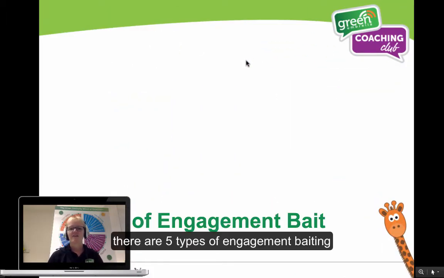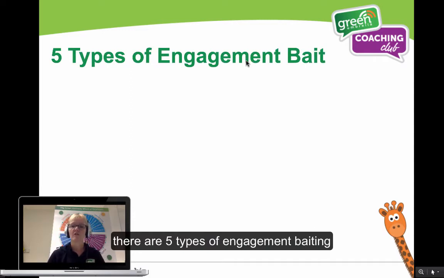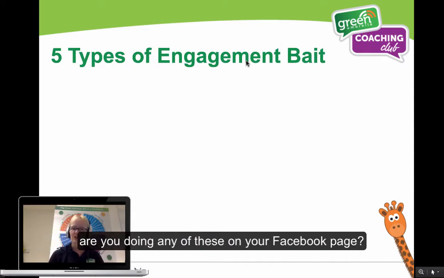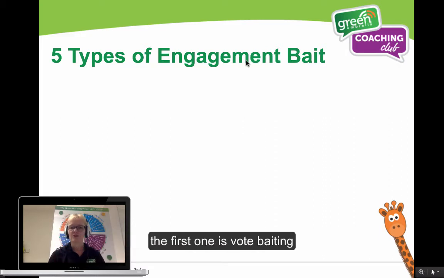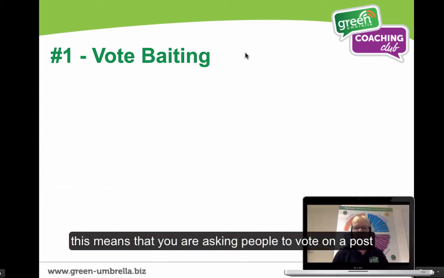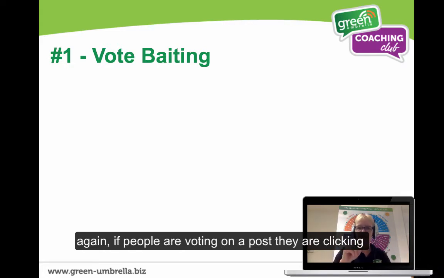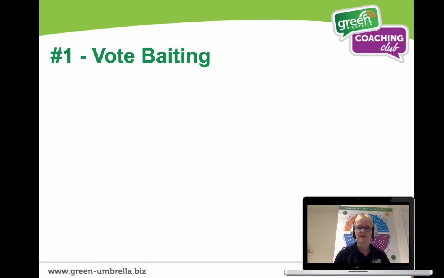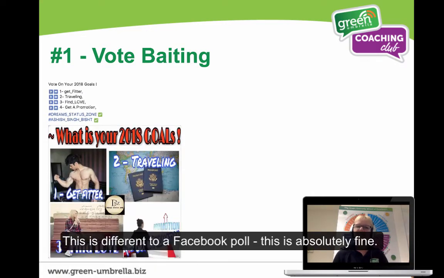As I say, there are actually 5 types of engagement baiting. So let's go through these different types of baits and think about, are you actually doing these on your Facebook page? The first one is called vote baiting. And that basically means you're asking people to vote on things. And again, if people are voting on things, they're physically clicking one of the squares, or they're clicking to vote for something.